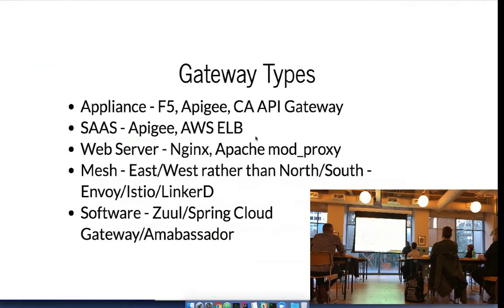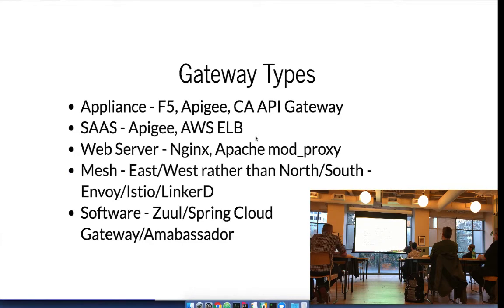Gateway types, right? You may have encountered a bunch of them in your own fields. It can be an appliance like F5, or an API gateway. It can be SaaS-based software like Apigee, or AWS ELB, which is a stretch, but it can also be considered a gateway. Web servers: some of the web servers are now implementing gateway-like functionality. Nginx is one, Apache mod_proxy is another. On the Kubernetes side, how many of you work on Kubernetes?